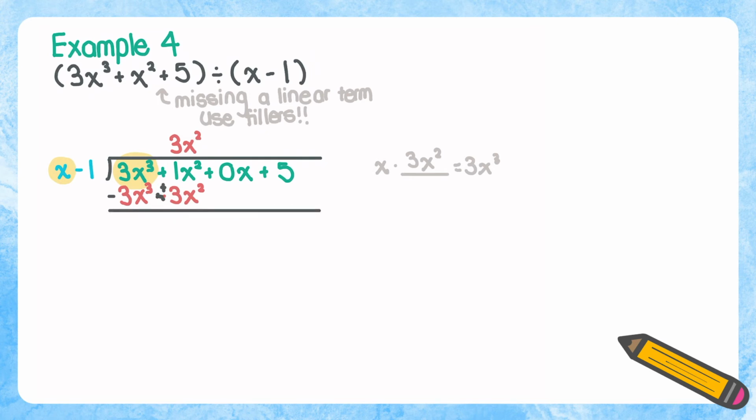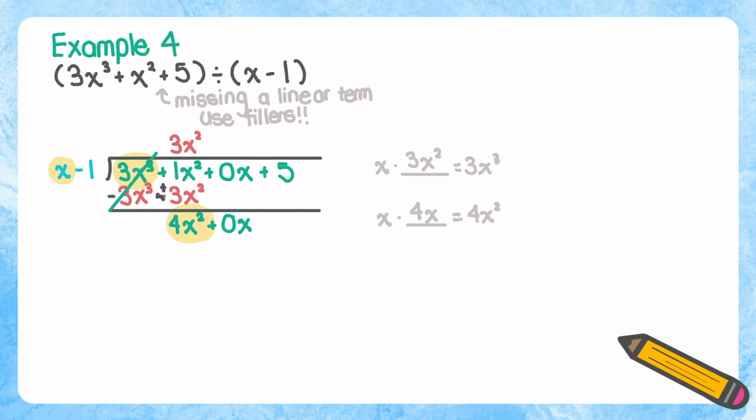So this first part is going to simply cancel out. And then 1x squared plus 3x squared is 4x squared. Right? I'm going to pull down the 0x. Even if it's a filler, we still pull it down. Right, so x times what would equal 4x squared? What goes in the blank?